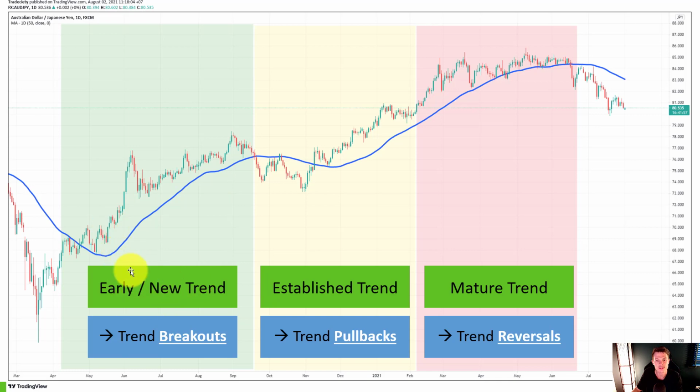Early and in new trends, this is usually when the market moves a lot in a short period of time. So here it makes sense to look for breakouts. In an established trend, you can still trade breakouts, but you're also probably going to add more pullbacks to your repertoire. And when you go to the mature trending stage, this is definitely where you don't want to look for continuations. And this is where you want to start looking for signs of weaknesses and then look for trend reversals.